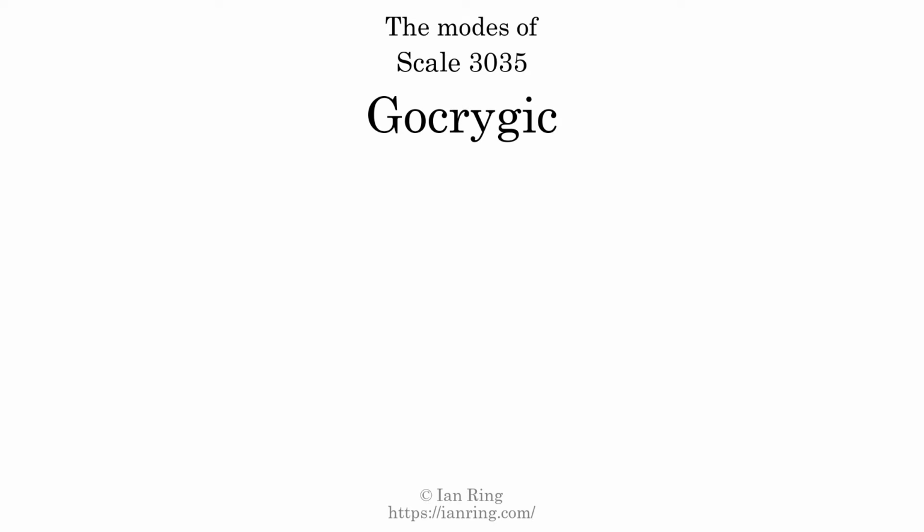This scale has 9 modes. The first mode is itself. The second mode is scale 3565, also known as Gocrygic. It sounds like this.